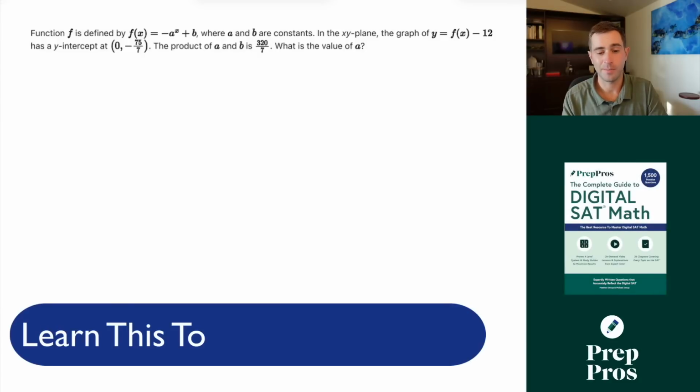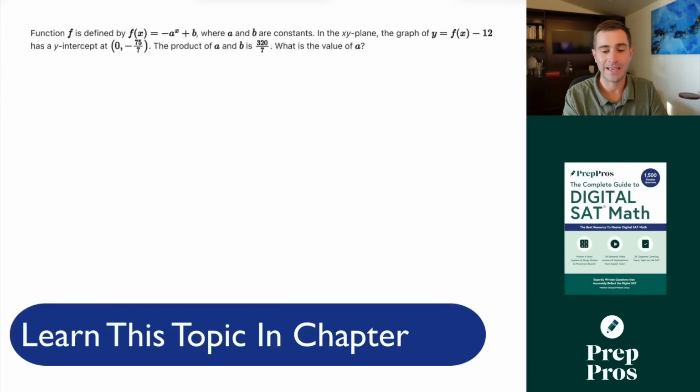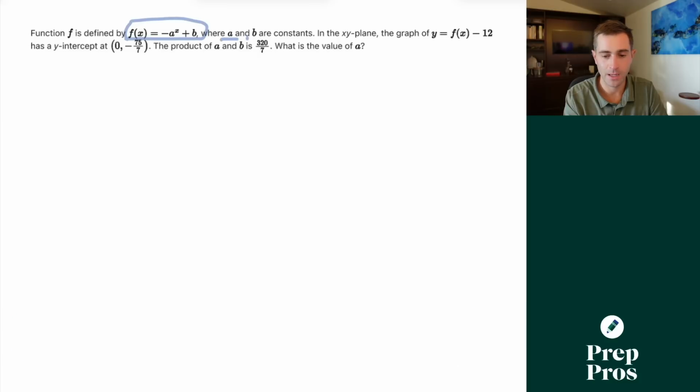Function f is defined by f of x equals negative a to the x plus b. So this is going to be an exponential function where a and b are constants in the xy plane. The graph of y equals f of x minus 12, so this function shifted down 12 units, has a y-intercept at 0, negative 75 over 7. The product of a and b is 320 over 7. What is the value of a?